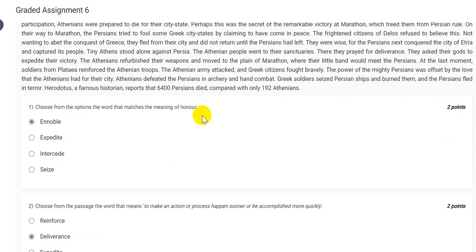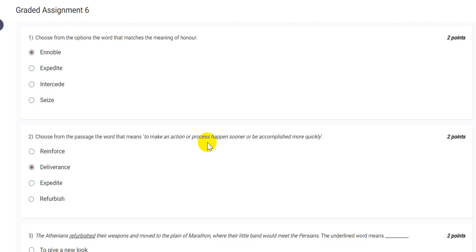Meaning of honor. Everybody knows what is the meaning of honor, right? So here it is basically a vocabulary question. It has nothing to do with the passage, to be honest. Let us go to the next question and see what they are asking. Choose from the passage the word that means to make an action or process happen sooner, to be accomplished more quickly. I repeat, to make an action happen sooner or to be accomplished more quickly. If we see the 4 options given, we can definitely say it is expedite.